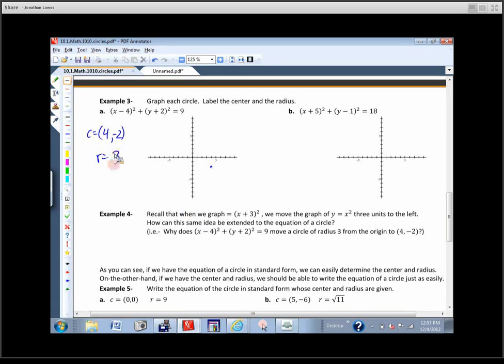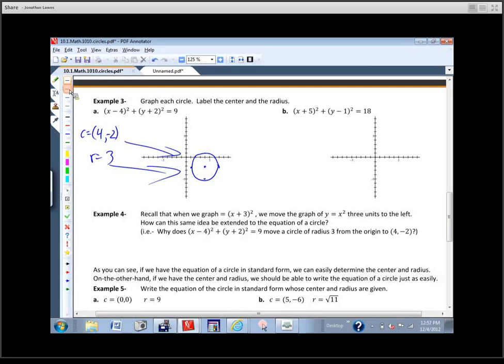So again, let's go ahead and count. Let's go 3 units in each direction. And we're going to look about like that. Again, with a fairly small circle, as long as you've labeled this stuff, try and put it as close as you can, but that's what it would look like. We've got a center of 4, negative 2, and a radius of 3. Any questions?